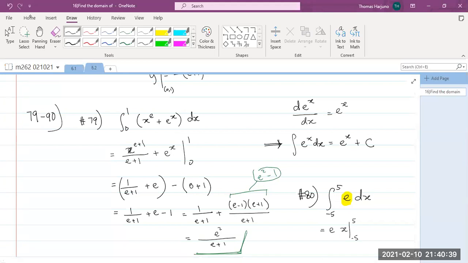Actually, instead of doing it that way, let me do this. I factor the e out. It's a constant, right? No variable. Integral from -5 to 5 dx. That's basically it. And the integral of 1 is basically the length of the interval. So this is 10e.